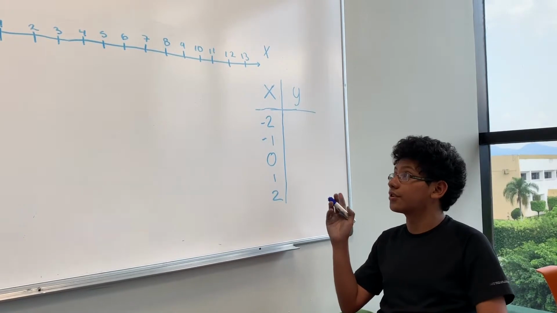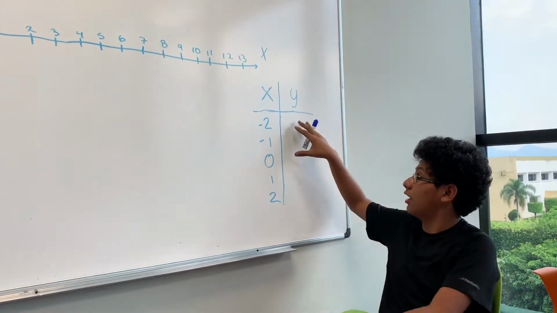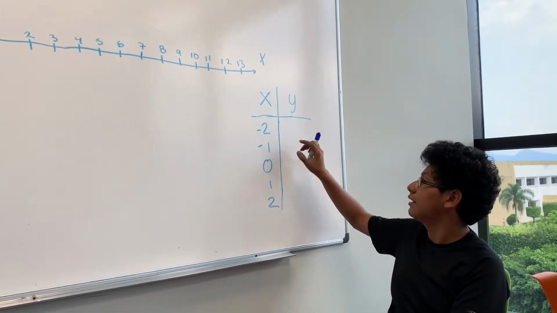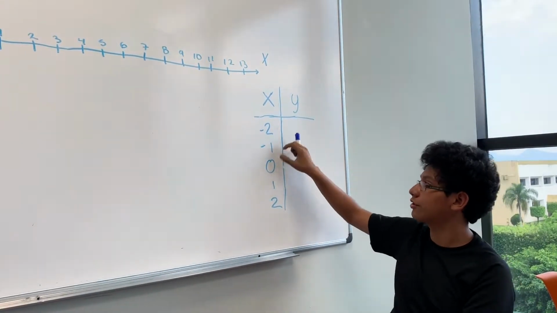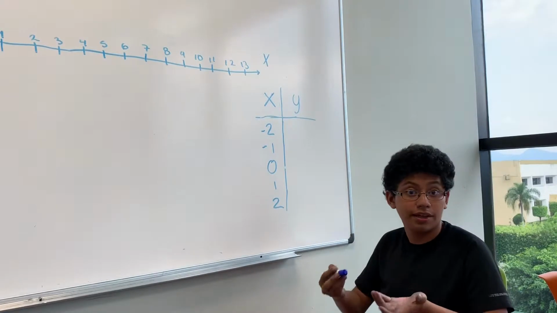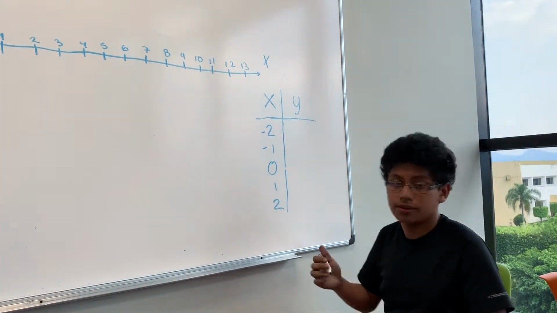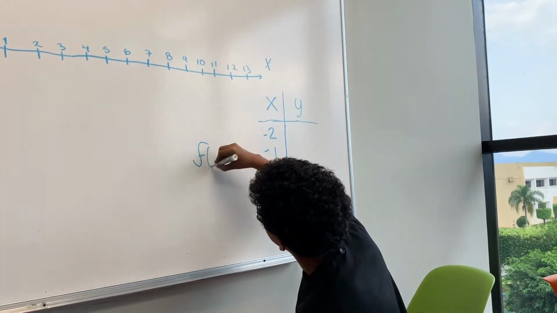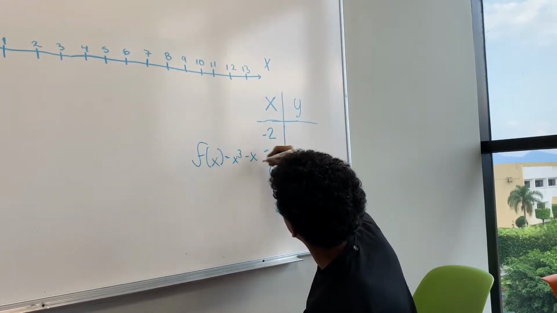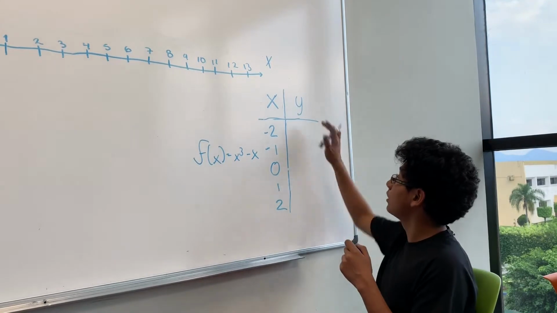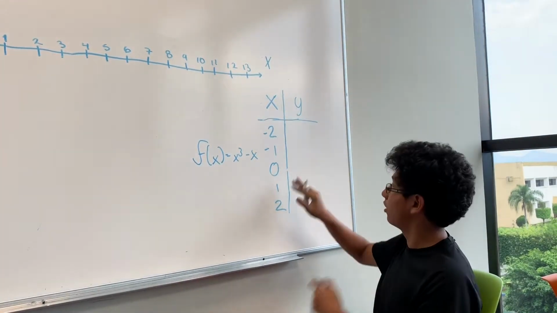So, in order to solve this function, we need to establish a table where we give x a certain range of values. In this example, I am going to use minus 2 to 2 in order to make it simpler and faster to do. So, our function is f of x equals x cubed minus x. So, we are going to get the value of y for all of these numbers.